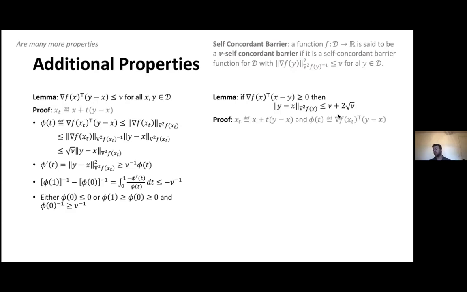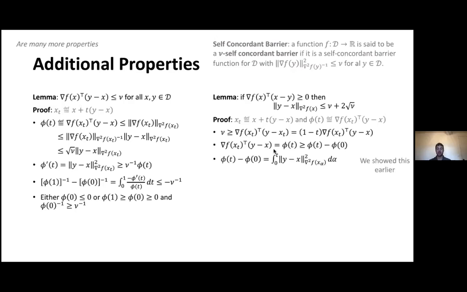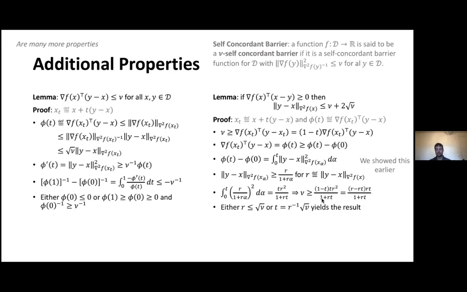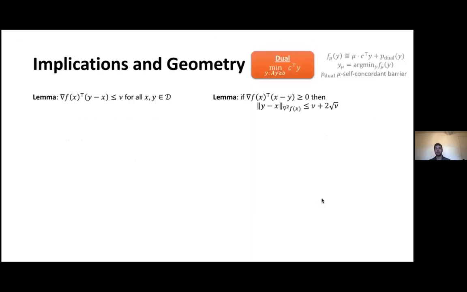And the proof technique is very similar. Consider the same line, consider the same potential function, do some algebraic manipulations, look at the derivative, integrate, use bounds we've shown before on how much y minus x changes in the Hessian, do more integration, and you get a bound. Okay, so those are the two lemmas. They'll be in the notes I'll post. What I want to do now is give some interesting implications of these two lemmas about self-concordance, unless anyone has a question about the proofs or wants me to go into greater detail on them.